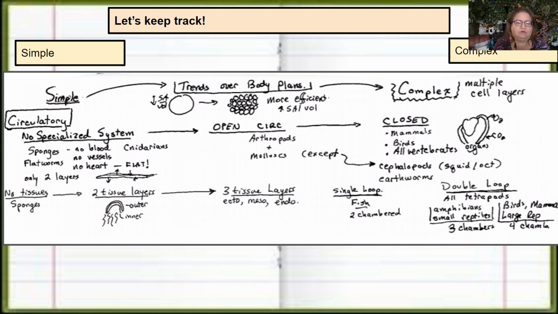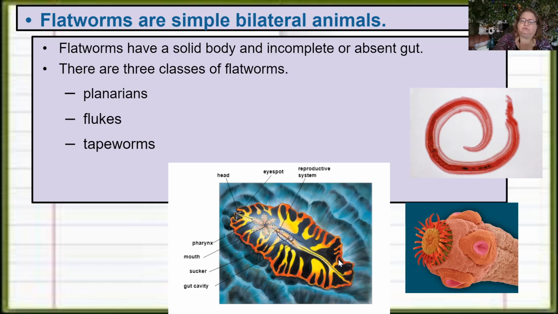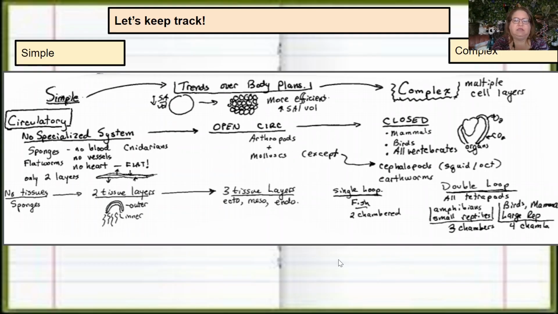Now, this is a little doodle I made a couple of years ago to try to explain what you tend to see in the animal kingdom. As we go from the left, which would be simple, over to the right, which is complex, they're going to get bigger. And as they get bigger, they're going to have trouble getting the nutrients and oxygen and getting rid of the toxins like carbon dioxide.